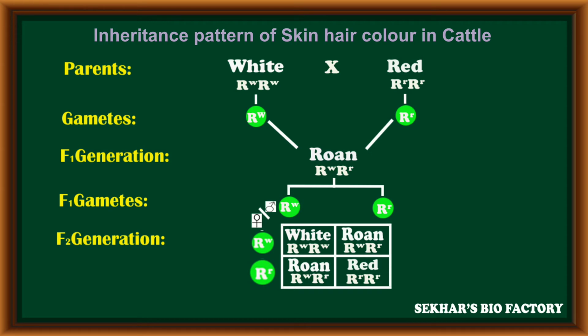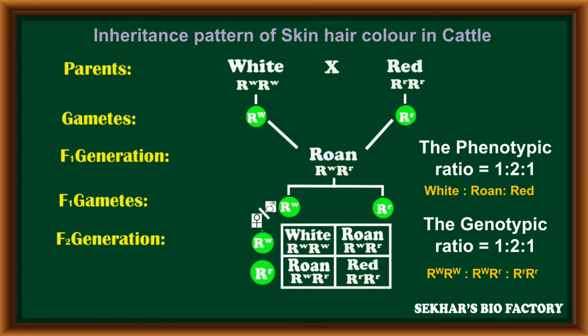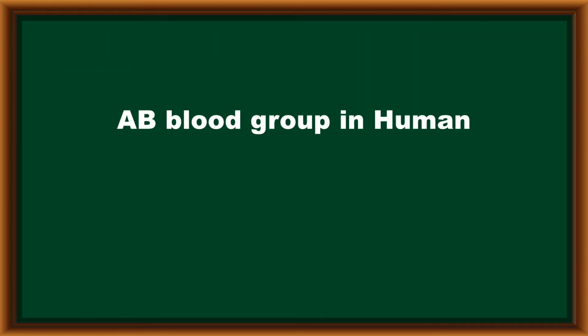When we calculate the phenotypic ratio, white, roan, red is 1:2:1. In a similar way, the genotypic ratio capital RW capital RW, capital RW capital R, capital R capital R is 1:2:1. The next, fourth example is the AB blood group in humans.